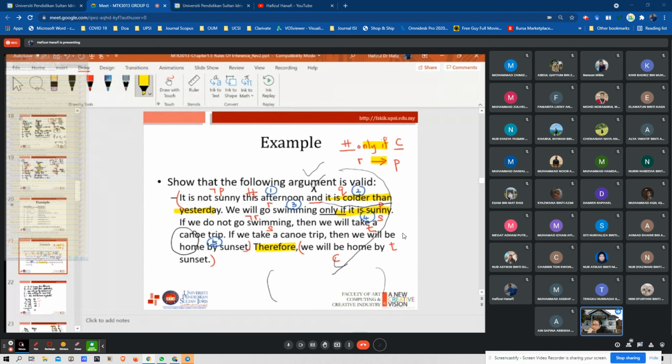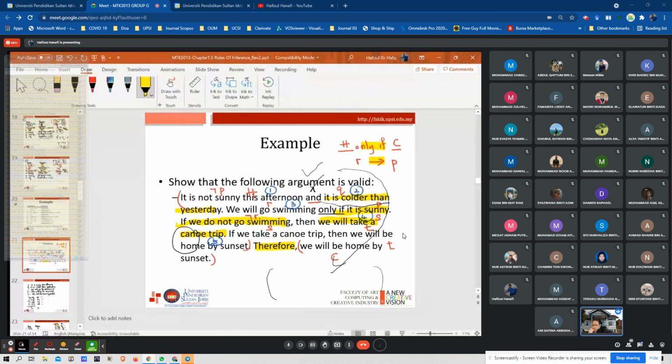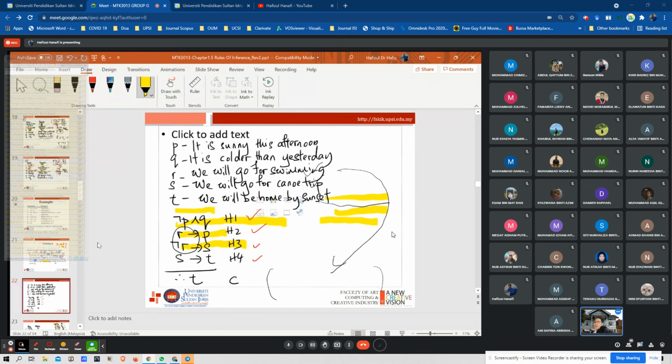Okay, if we do not go swimming, okay, we negate the R, then we will take a canoe trip. It is 4. We have 1, 2, 3, 4. And then S, if we take a canoe trip, then we will be home by sunset. 5. Therefore, we will be at home by sunset. This one is the conclusion.